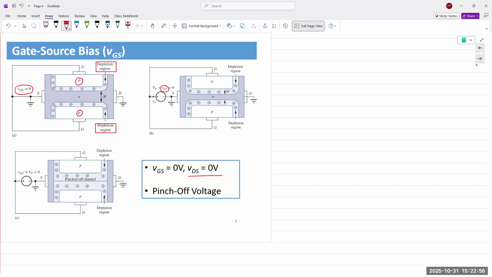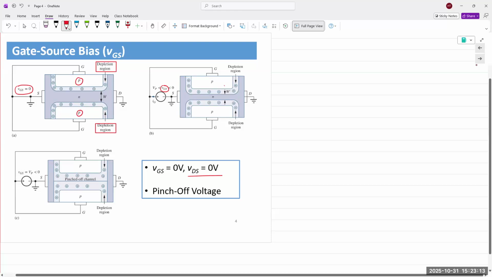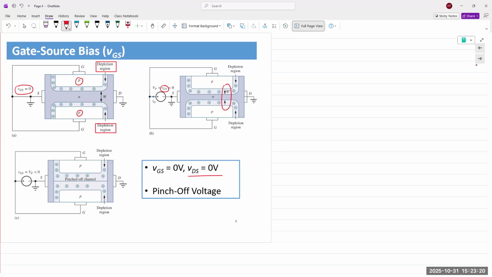When you apply a negative voltage to a depletion region, it starts to expand, right? The charge carriers, the holes on the P side and the electrons on the N side, are pulled away from the junction. So the depletion region starts expanding. The depletion region width increases, but the channel width decreases. You have two depletion regions encroaching on the channel from both sides.